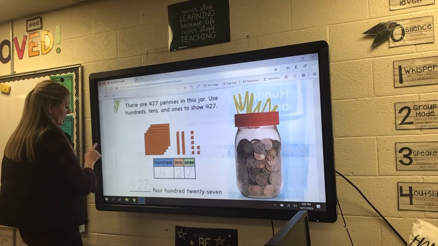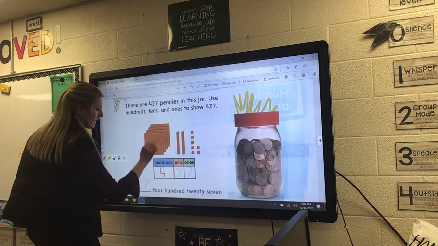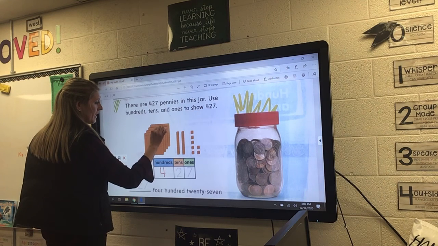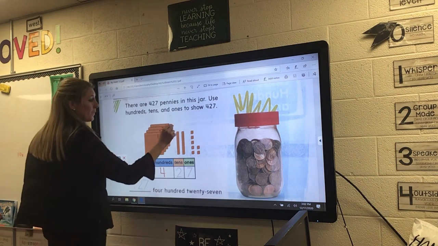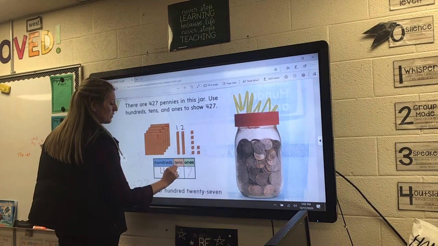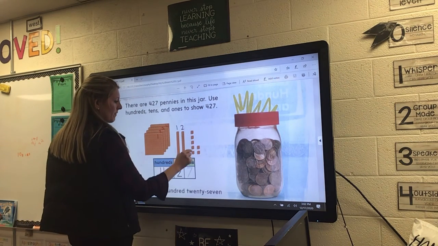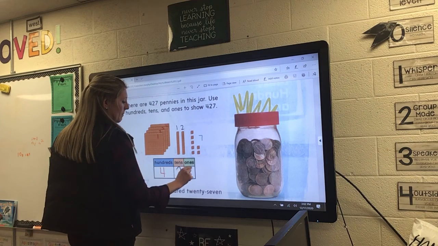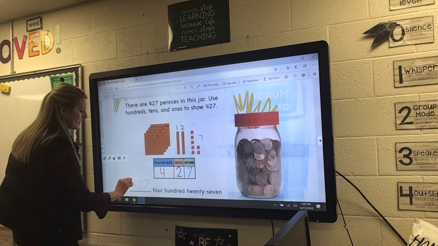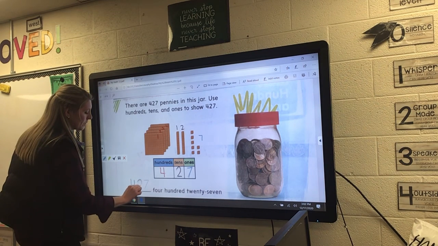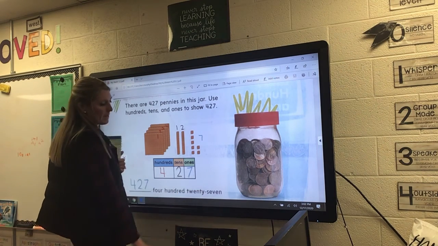So 400, and then we have 20. I know these are kind of hard to see, but there's 1, 2, 3, 4, okay? Then we have 10, 20. So we've got 2 tens, and then we have 7: 1, 2, 3, 4, 5, 6, 7. That would be on the far right. So we have 427. Go ahead and trace that number right here too, please. And that is how we read it, 427.